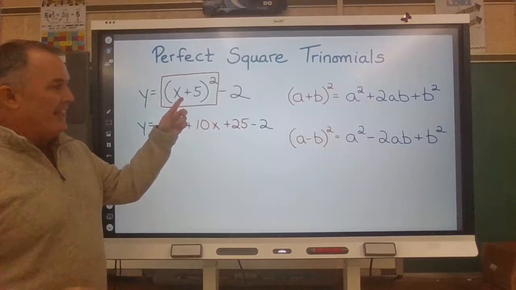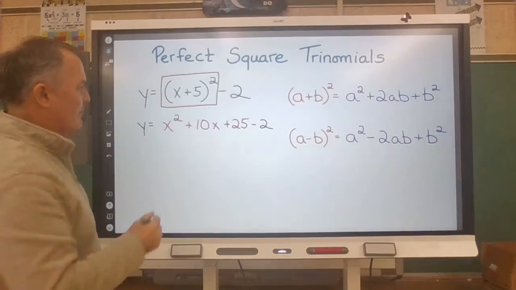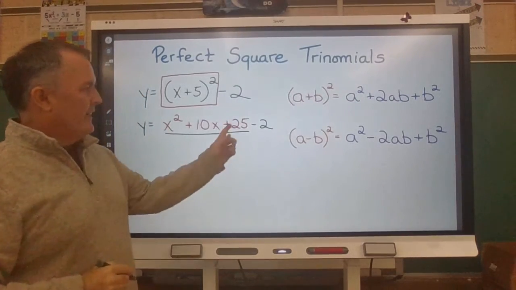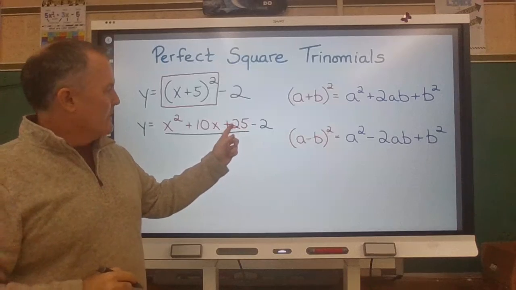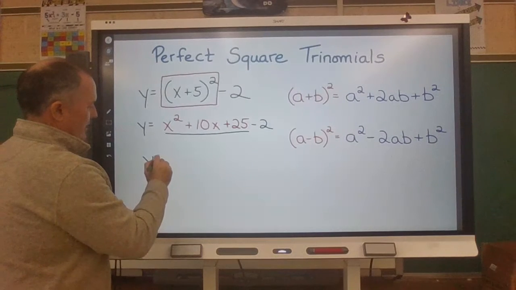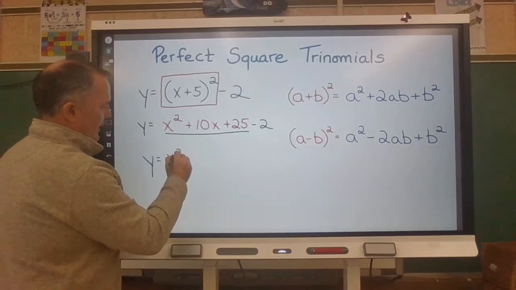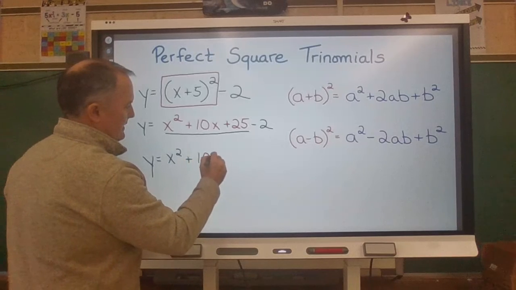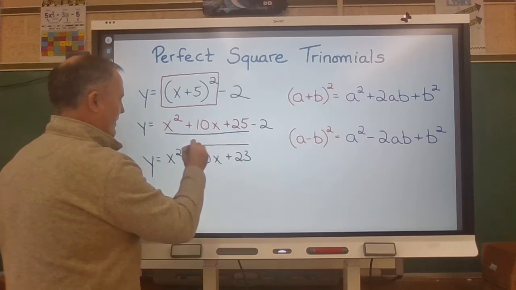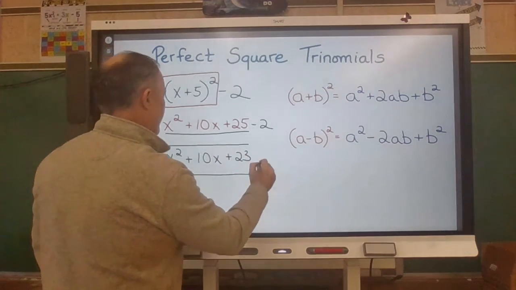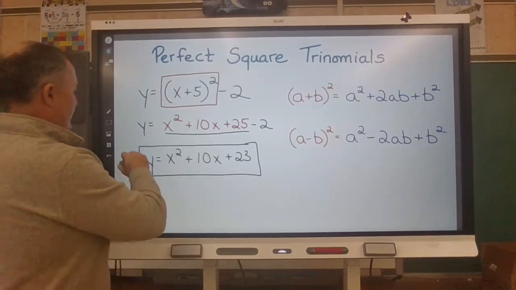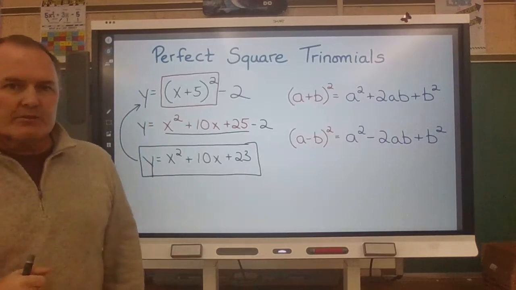All right, so all I've really done is I've taken that perfect square trinomial in the vertex form and turned it into a trinomial. What I need to do, though, is combine like terms here. So I have 25 minus 2, which gives me 23. So my final answer will be y equals x squared plus 10x, and then that's going to be plus 23. So that right there, ladies and gentlemen, is the standard form of that vertex form. All right?